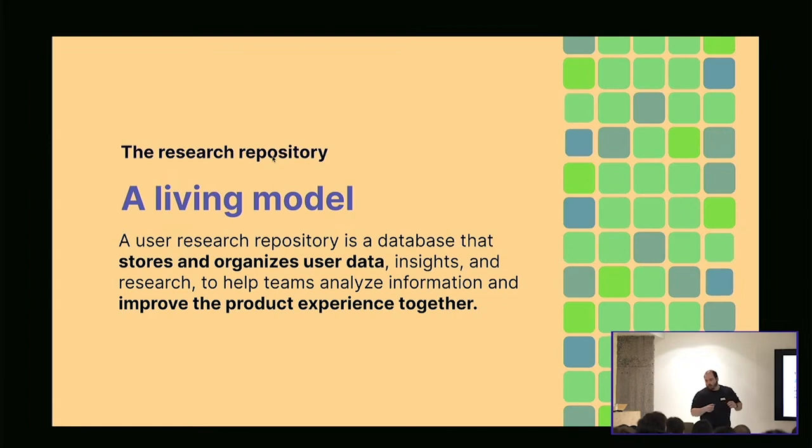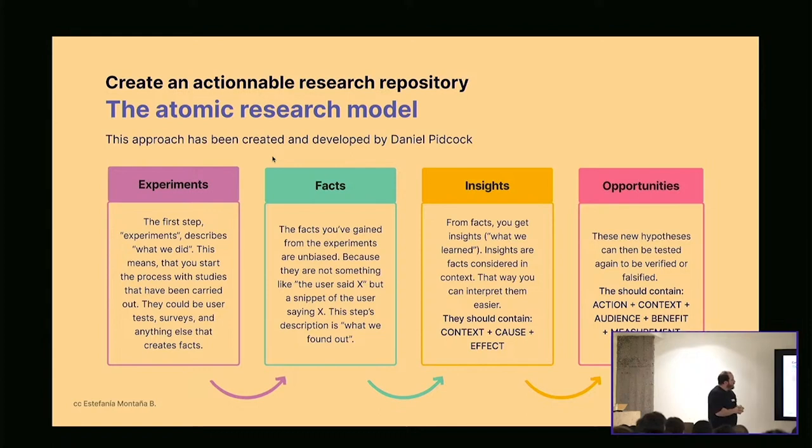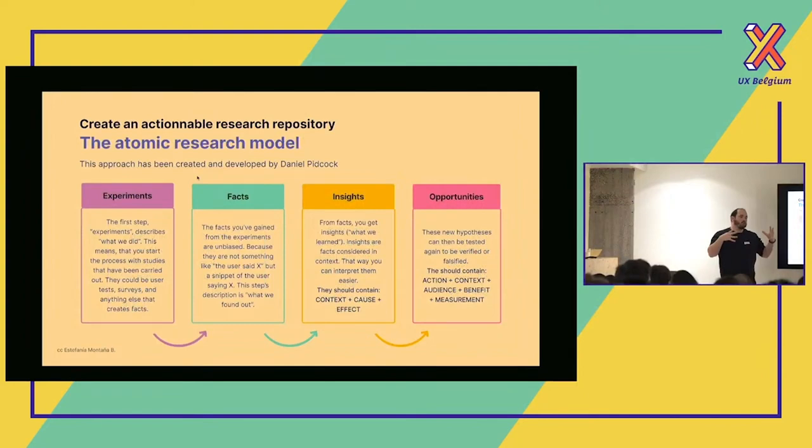So I would like to introduce the atomic research model. This model has been developed by Daniel Pidcock, and he developed an approach that allows you to run experiments, which are small research parts that allow you to find snippets of research, I would say. So basically it's the observation. We saw that the user did that. We saw during this test that we observed this pattern. And the idea is that you can convert that into facts.